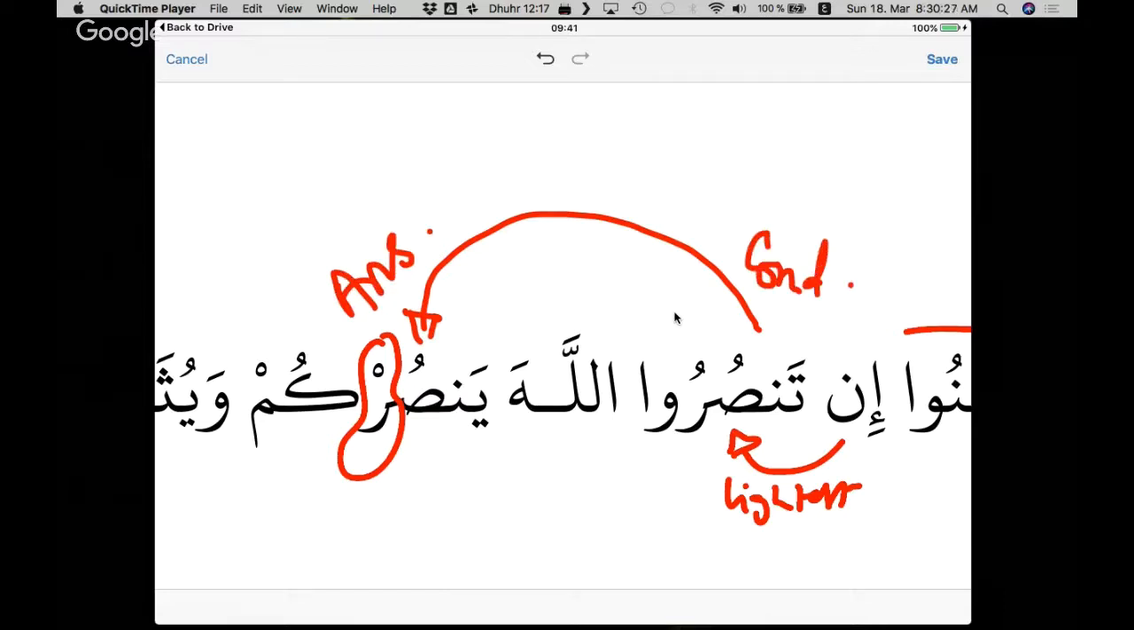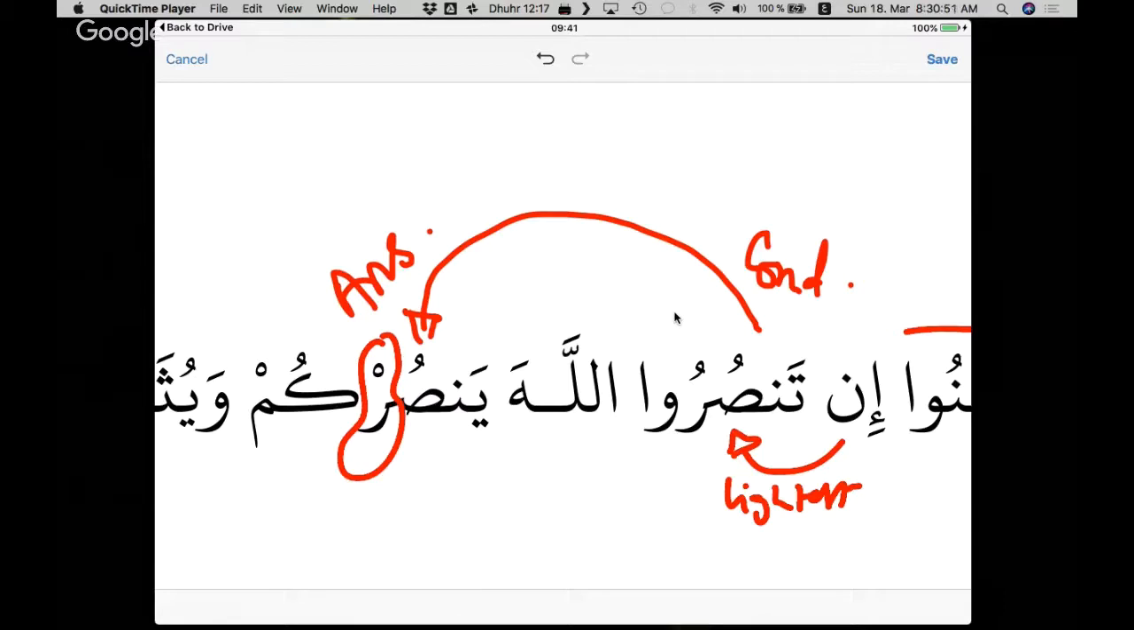If you all support Allah, yansurkum, He will help you, support you. Okay? If you do this, then He will do this. That's the kind of condition. So there is no word "then" that is specifically used to answer in Arabic all the time.